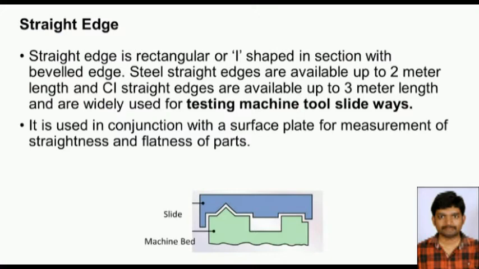So it looks like this. We have this rectangular shape, and then one end is beveled like this with a small radius at this place, and the straightness of this particular edge is well within 1 micron depending upon the length. Now these are made generally using steel or cast iron, and they are available in different lengths, like half meter length or 1 meter, 2 meter, 3 meter.